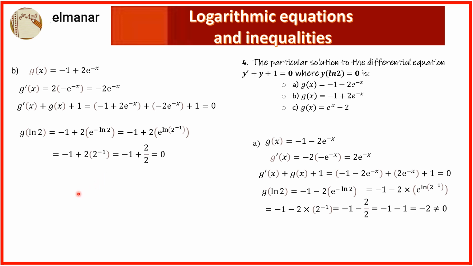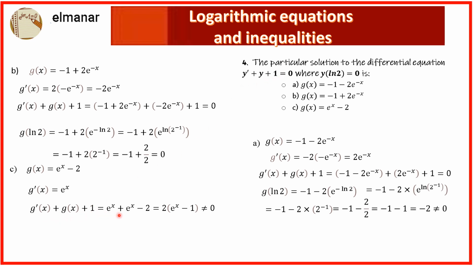We are left with the final question. C. g of x equals e to the power of x minus 2. g prime of x equals e to the power of x, because the derivative of negative 2 is 0. So we substitute into the equation y prime plus y plus 1. It becomes g prime of x plus g of x plus 1 equals what?